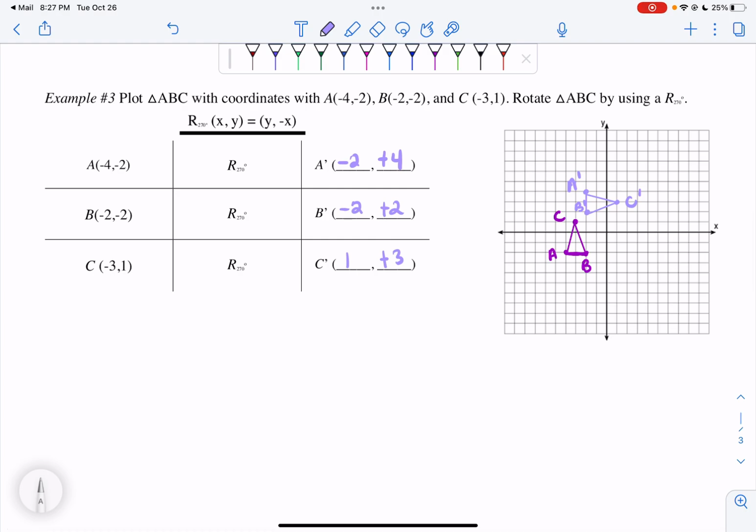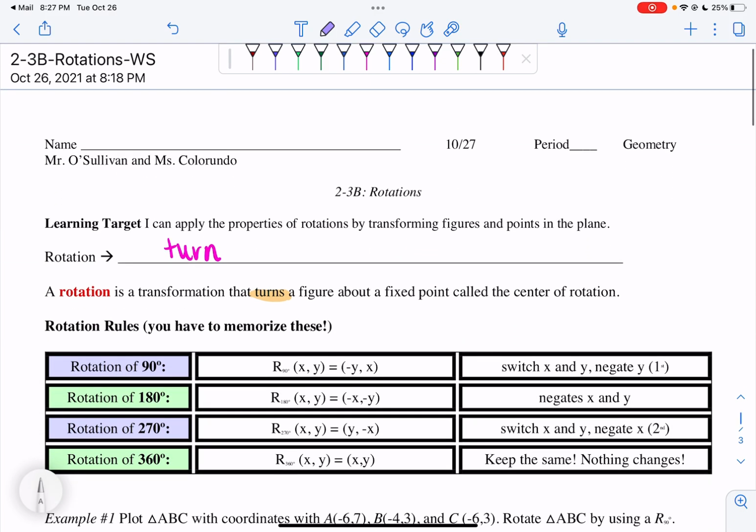So please make sure you're comfortable with rotating 180, 90, and 270 degrees. If you have any questions, email myself or Ms. Calarundo.